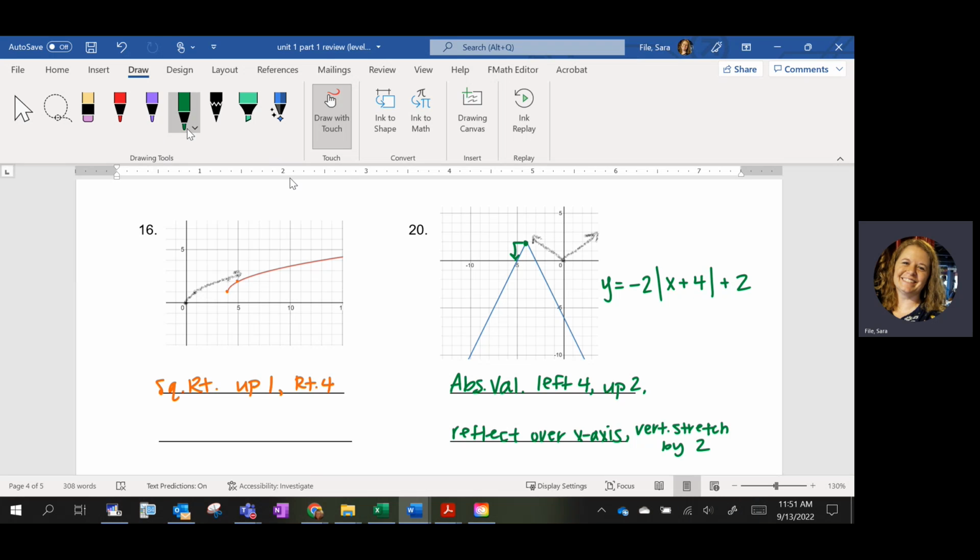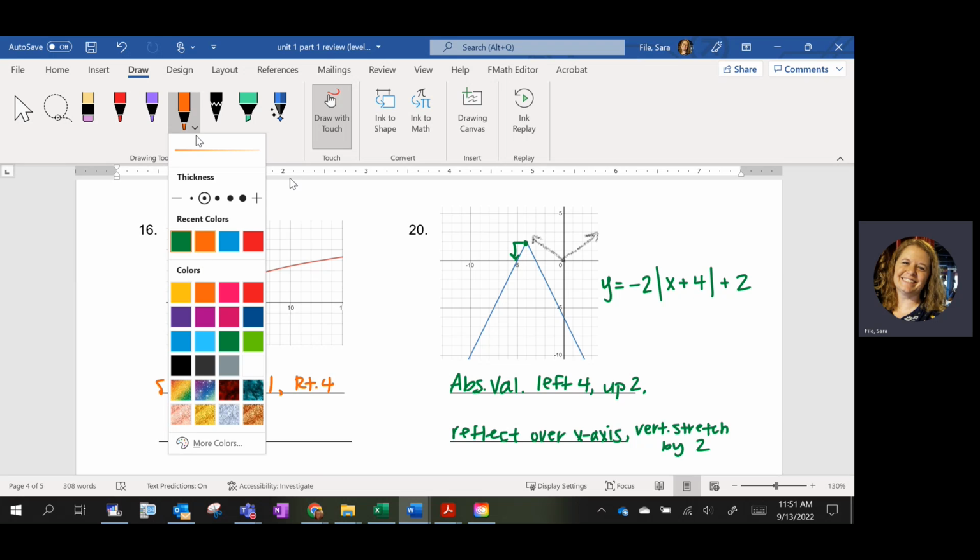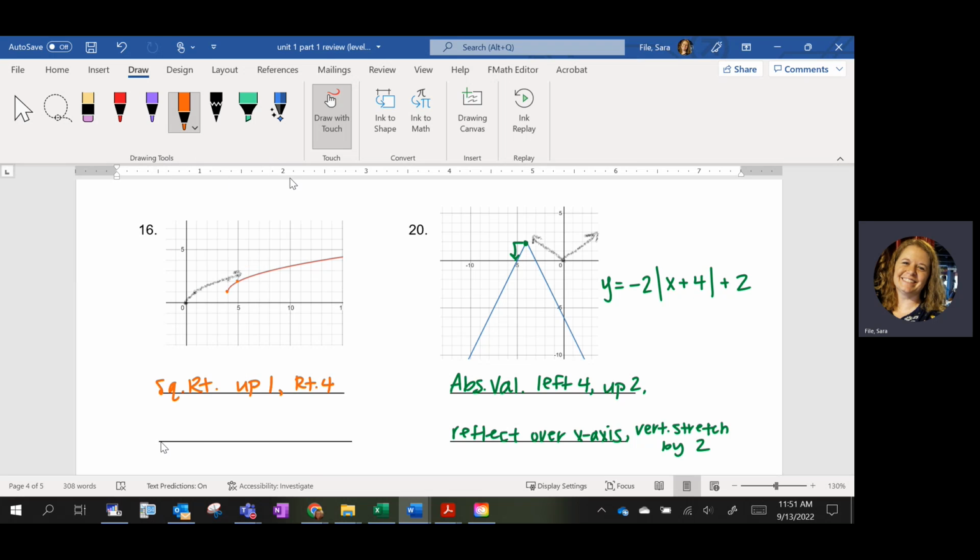You didn't have to do that. Didn't ask you to. And I'll do that for the square root as well. So the square root function, a is a positive 1. Don't need to write it. So it's just the square root of x. And then it was right 4, so that's actually minus 4 on the inside. And it was up 1. So your k is plus 1.